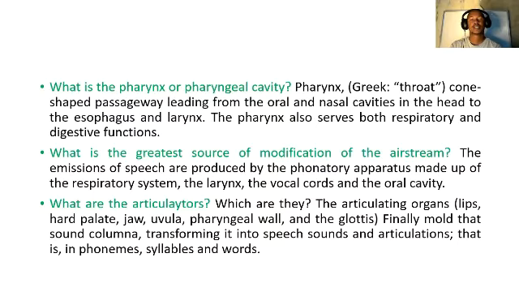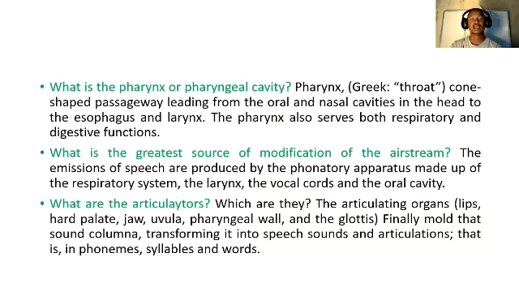What is the greatest source of modification in the airstream? The emission of speech is produced by the phonatory apparatus made of the respiratory system, the larynx, the vocal cords, and the oral cavity. What are the articulators? Which are they? The articulating organs: lips, hard palate, jaw, uvula, pharyngeal wall, and the glottis finally mold that sound column, transforming it into speech, sound, and articulation, that is, into phonemes, syllables, and words.